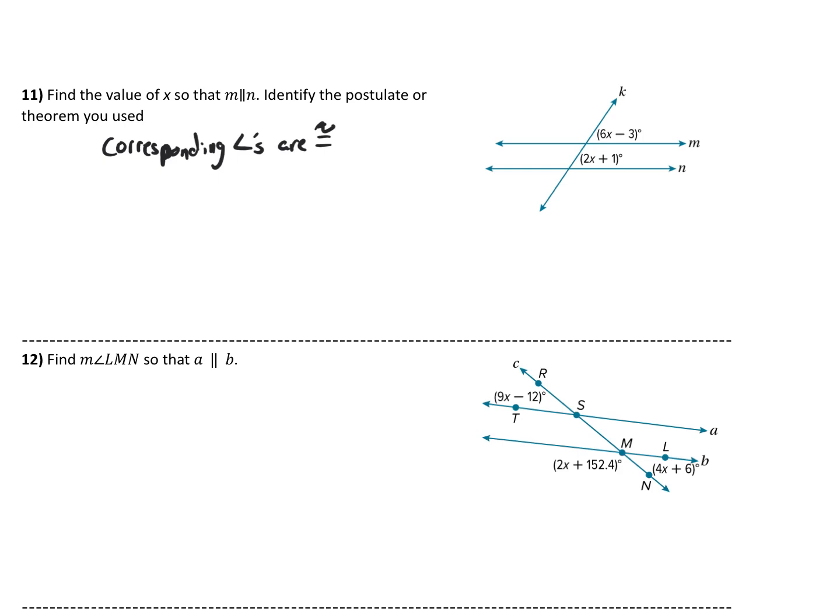And so that means that we need to set them equal to each other. 6x minus 3 equals 2x plus 1. Subtract 2x from both sides to get 4x minus 3 equals 1. Add 3 to both sides to get 4x equals 4. Divide both sides by 4. And we get that x is equal to 1.